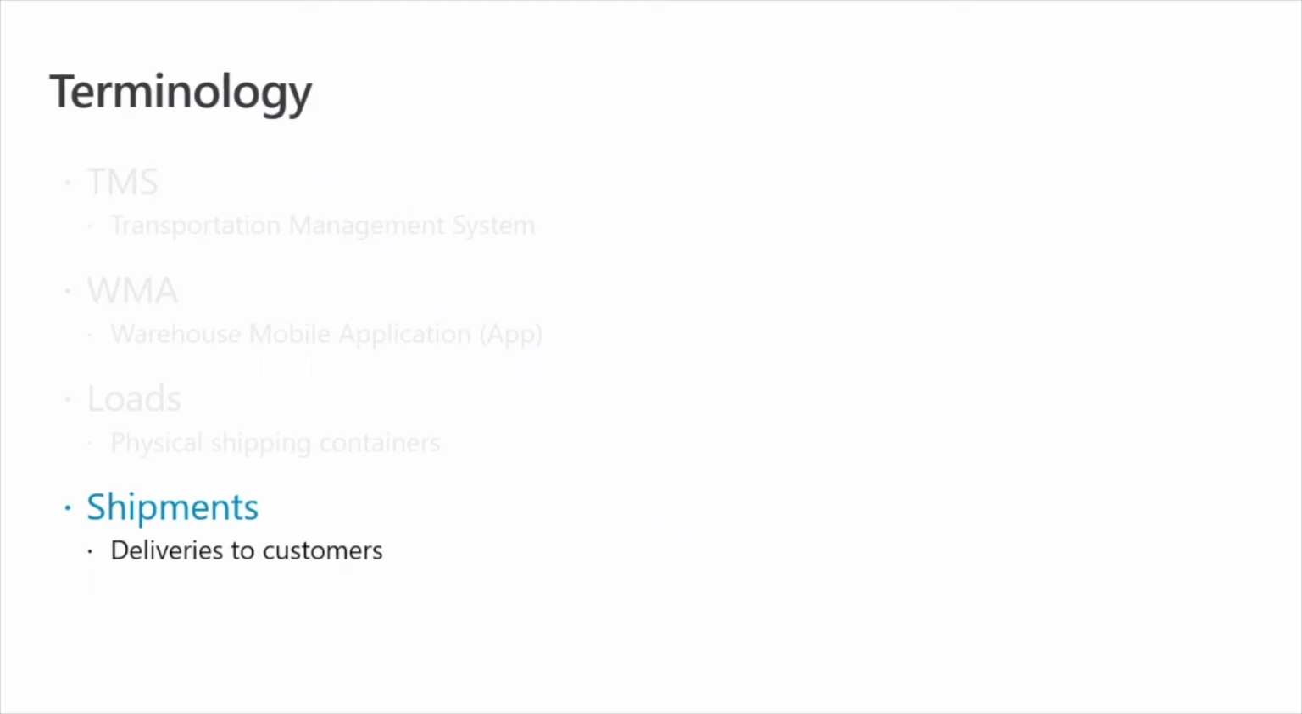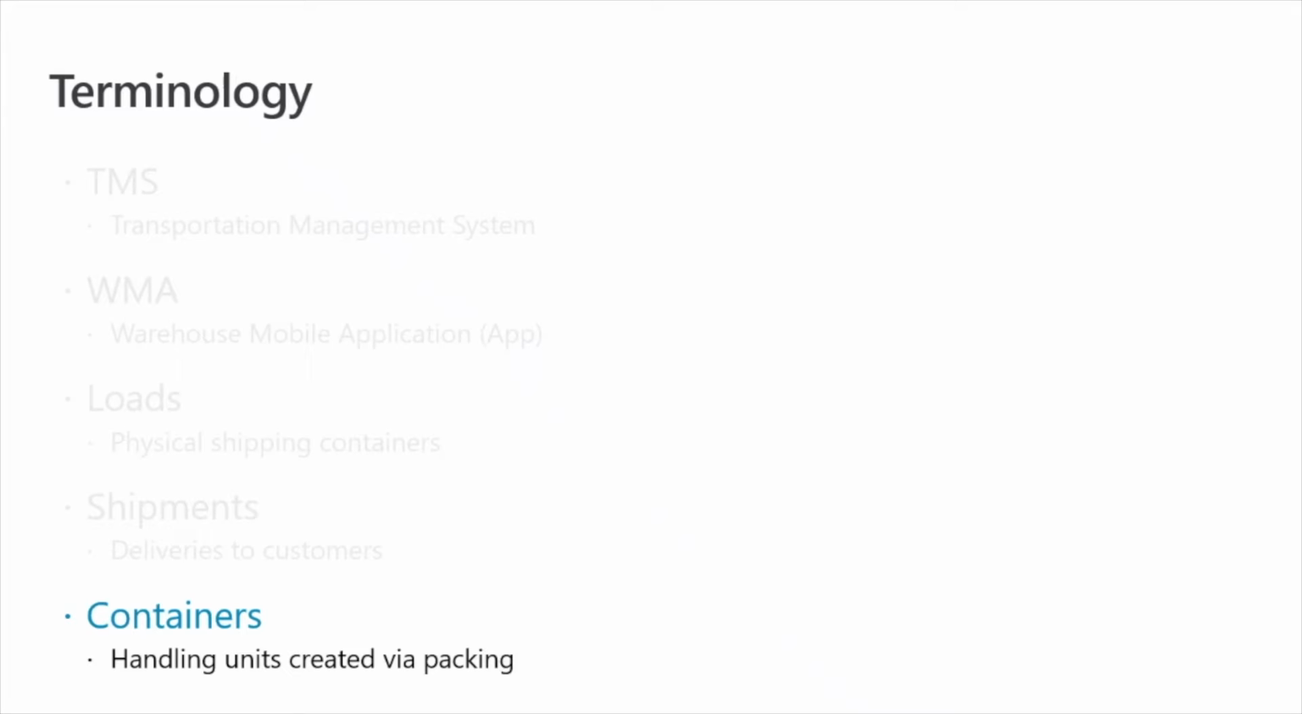The next term is shipments. Shipments are our individual deliveries to our customers. It could also be a delivery of a transfer to another warehouse or site within your distribution network. The relationship from the shipments to the loads is that you may have many individual shipments on one particular load. So think about filling up that truck, that physical container, with many different individual shipments.